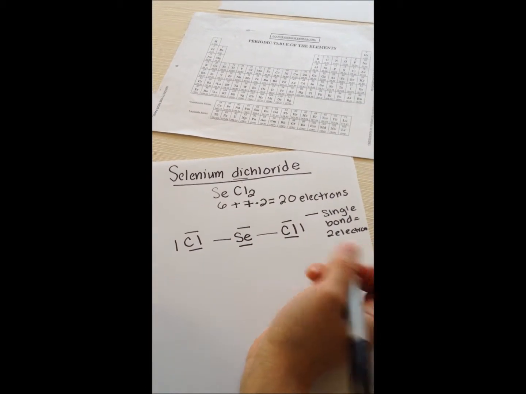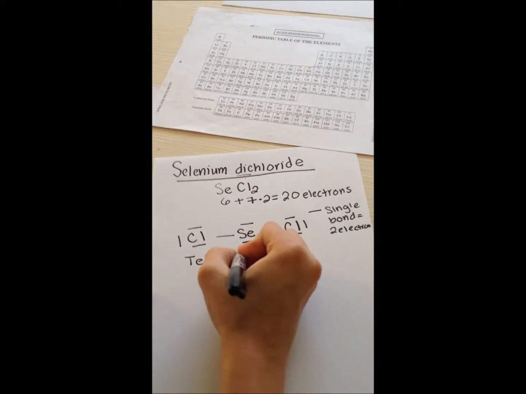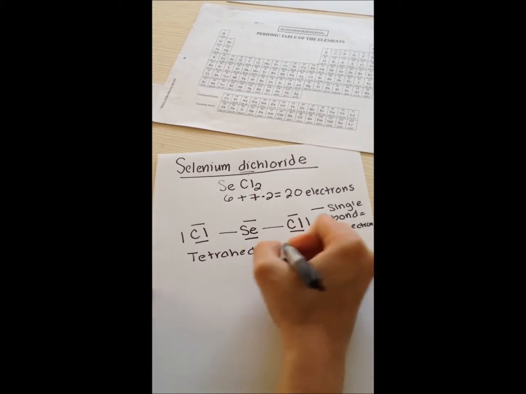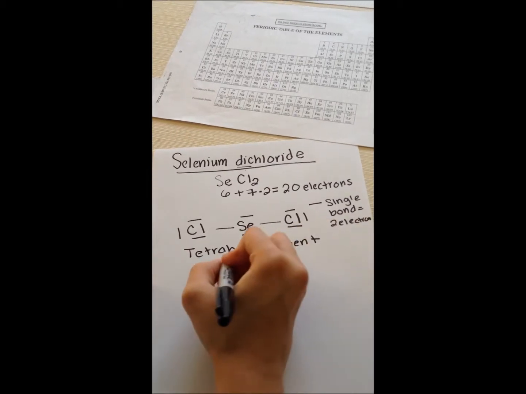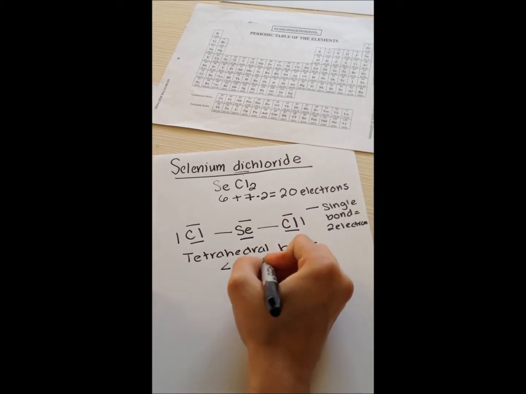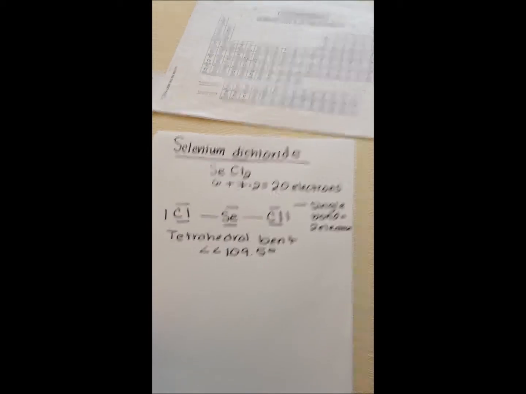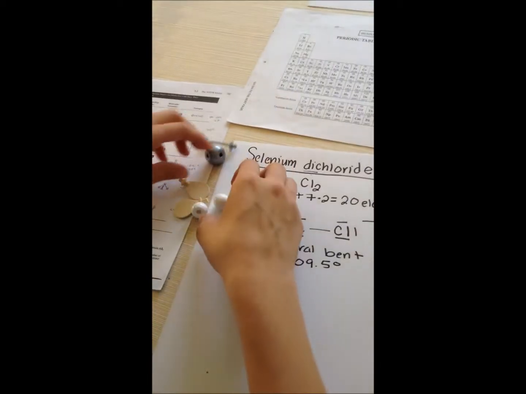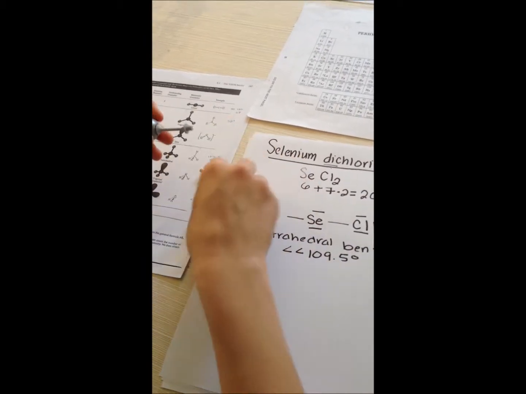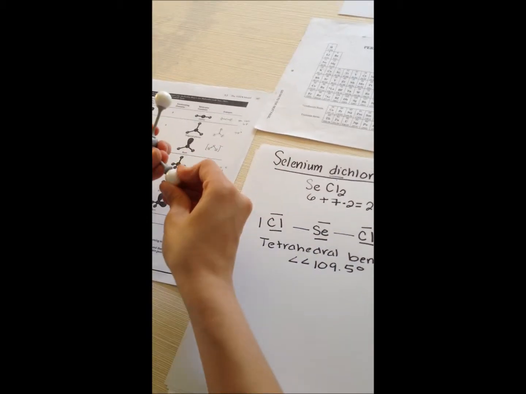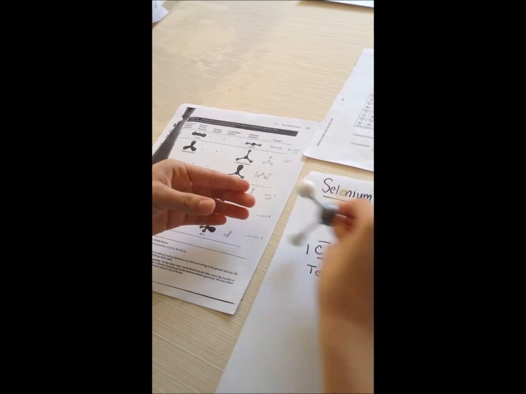So the name of this Lewis structure is a tetrahedral bent. And the angle for this structure is less than 109.5. Next, we have to do our 3D model. So we're going to use these pieces to make it. We're going to have 2 single bonds, and we're going to have 2 lone pairs. Ta-da!